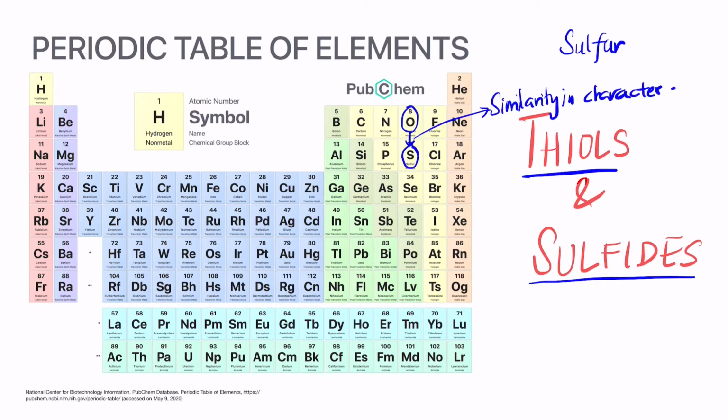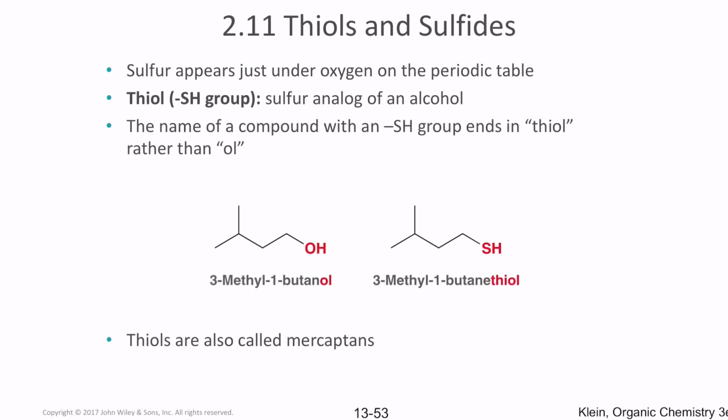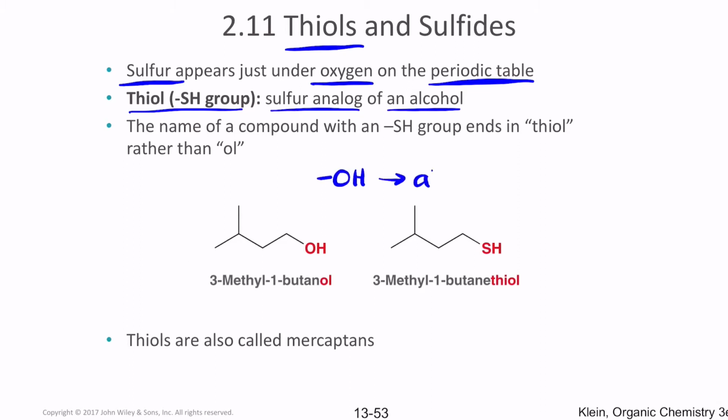To make sure that we can understand this, let's discuss what a thiol is and what a sulfide is. Sulfur in general appears under oxygen on the periodic table. So a thiol is basically a sulfur analog of an alcohol. For example, if you take a dash OH, we call this an alcohol. But when you put the same dash SH in place of oxygen, we call this a thiol.